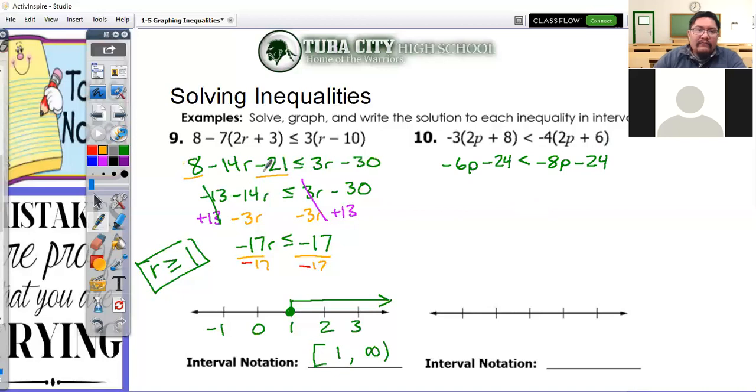Okay, now again, focus on the variable first. I always tell people, look out for the variable first, okay? Don't focus on the number. I don't know why some students want to focus on the number first. So I'm going to add 8p to both sides. That's going to cancel it from here. Now I need to add 24 so I can cancel it from this side. So add 24 to both sides.